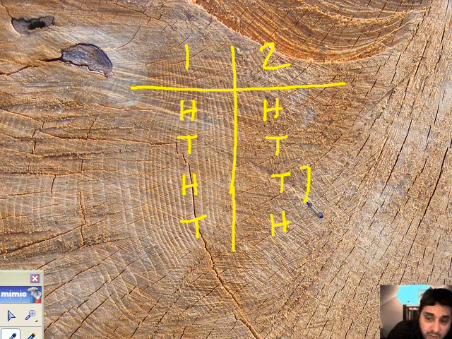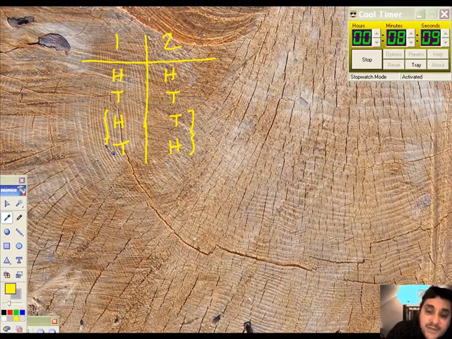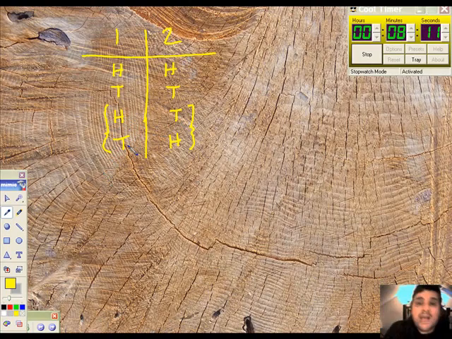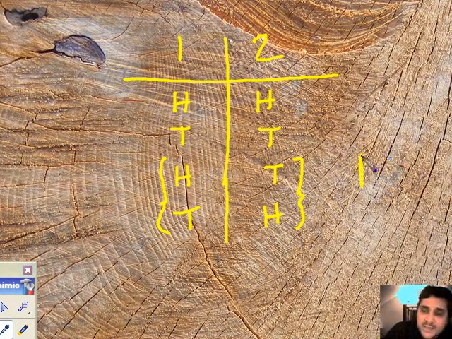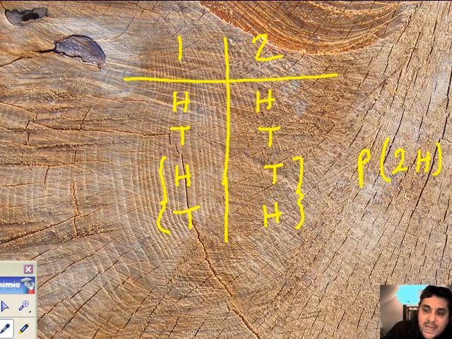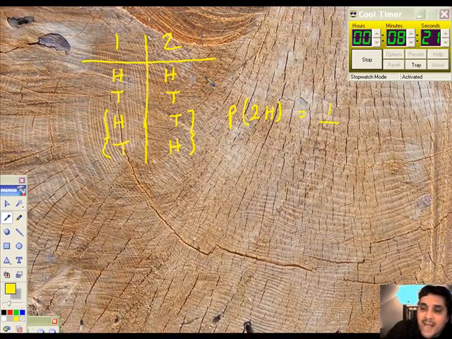Now what she overlooked was the fact there is 2 ways of getting 1 of each. You can go head tail or tail head, and therefore the probability of getting 2 heads, if I do it over here, is in fact 1 out of 4 possible outcomes. Okay, so it's 1/4 and not 1 out of 3.